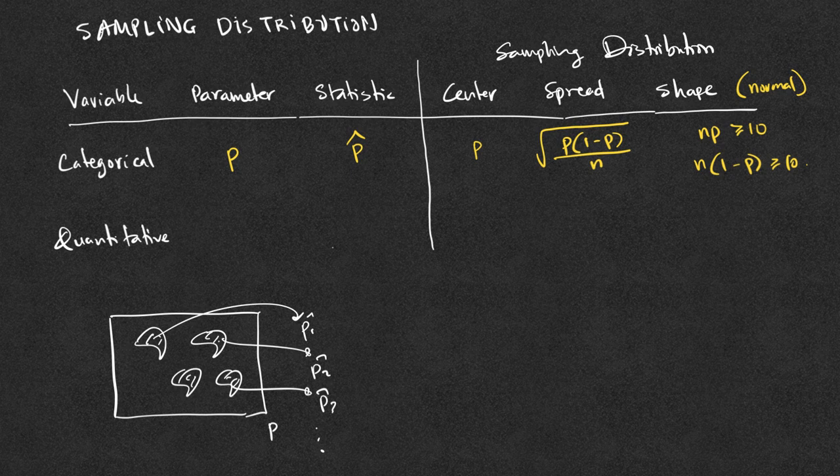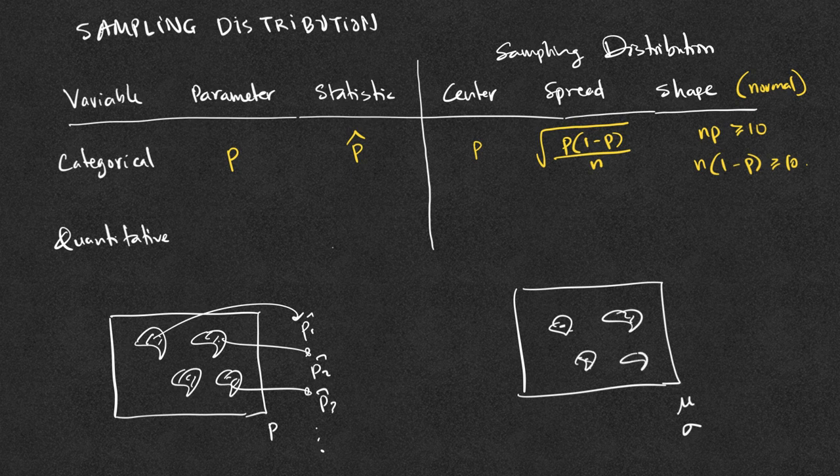With a quantitative variable, we do the same thing. This time, because it is quantitative, the mean of the population is mu and the standard deviation is sigma, and we repeatedly obtain samples of size n. We would compute the mean. In this case, it is x1 bar, x2 bar, x3 bar, and so on. The parameters for the quantitative variable are mu and sigma: mu for the population mean and sigma for the population standard deviation.